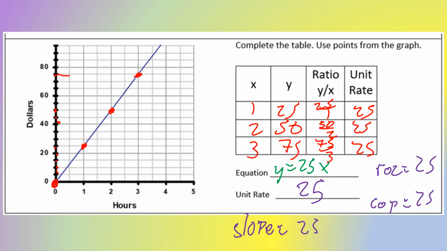Find your points, put them into the table, find the ratio, simplify that to get the unit rate or the slope or the rate of change, or the constant of proportionality, whatever they ask you, they're all the same thing, and then you can write your equation.